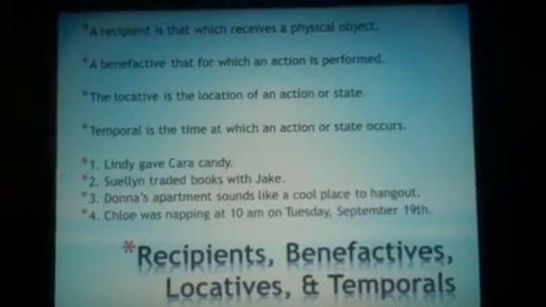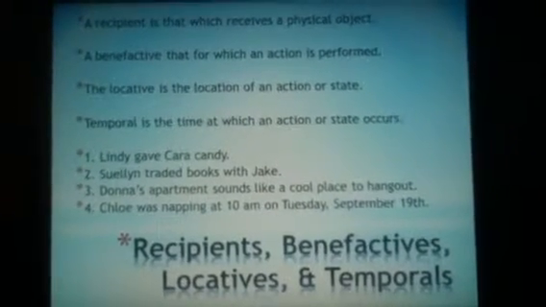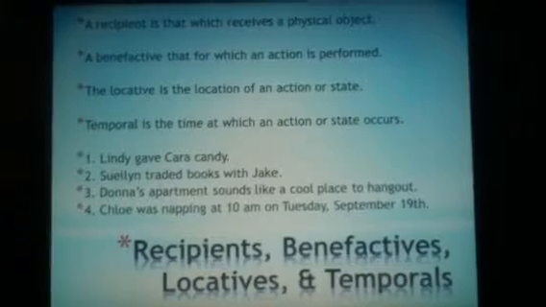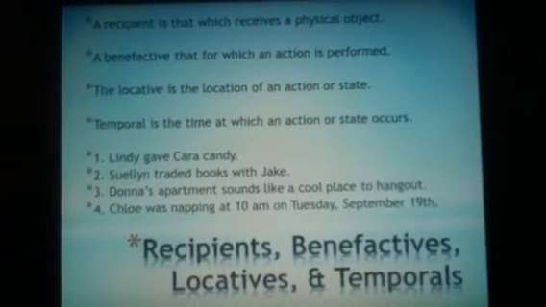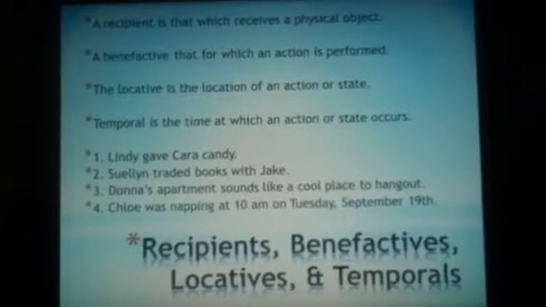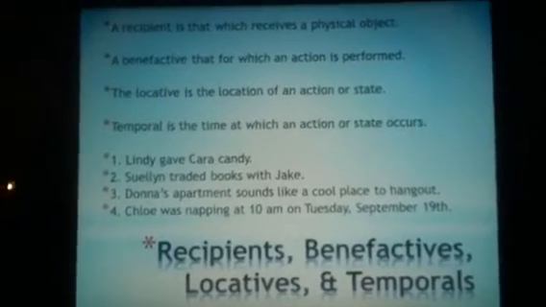Locative. The locative is the location of an action or a state. Donna's apartment sounds like a cool place to hang out. So the location is the apartment. Temporal is the time at which an action or state occurs. Chloe was napping at 10 a.m. on Tuesday, September 19th.